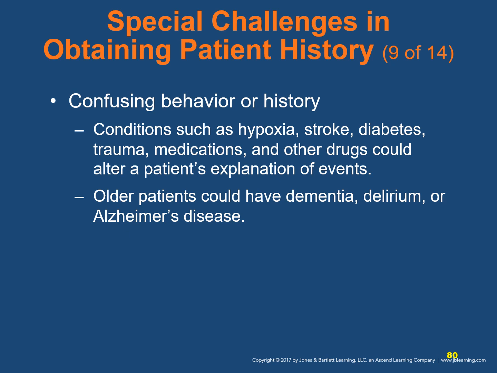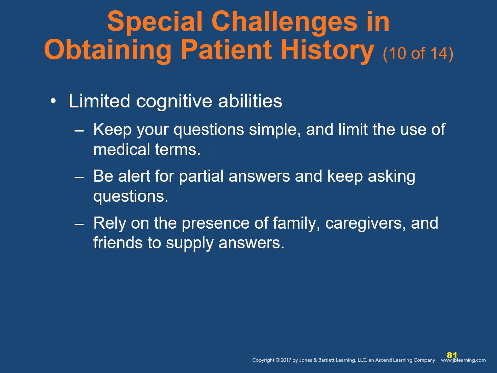Confusing behavioral history. With conditions such as hypoxia, stroke, diabetes, trauma, medication use, and other drug use could alter a patient's explanation of events. Hypoxia is the most common cause of confusion. In older patients, it's not uncommon to encounter a patient who has dementia, delirium, or Alzheimer's disease. With limited cognitive abilities, keep your questions simple and limit the use of medical terms. Be alert for partial answers and keep asking questions. In cases of patients with severely limited cognitive function, rely on the presence of family, caregivers, and friends to supply answers to your questions.